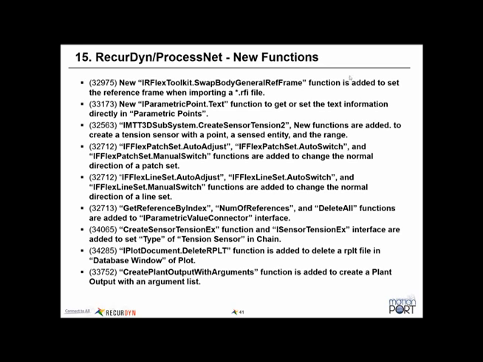So some additional things, you can set what the reference coordinate system is when you're importing an RFI file. That's for a RFlex body. So in ProcessNet, when you bring in the new RFI file, you can set what that new reference frame is. You can set the text information for the parametric points. The text information hasn't always been there, but it's been there probably for the last 4 or 5 releases. But now you can set it with ProcessNet.